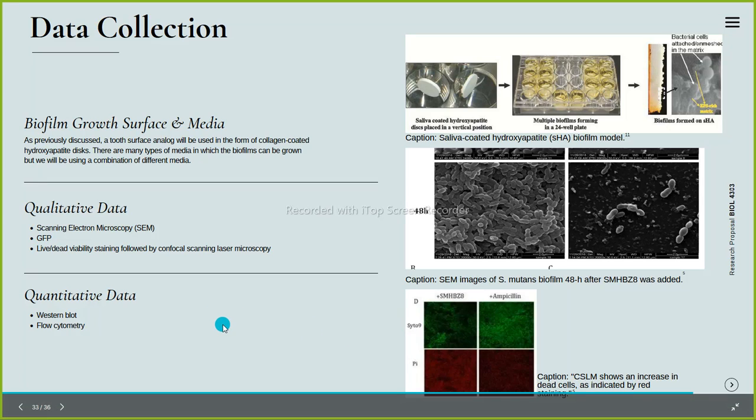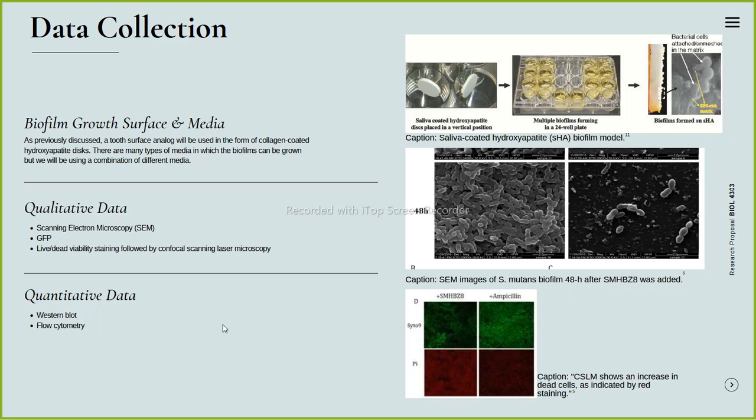As for our quantitative data, we'll be using a Western blot to identify the amounts of the nisin proteins actually expressed. And we'll be using flow cytometry as an additional step to quantify the number of viable cells that remain before and after the treatment of our combination therapies.